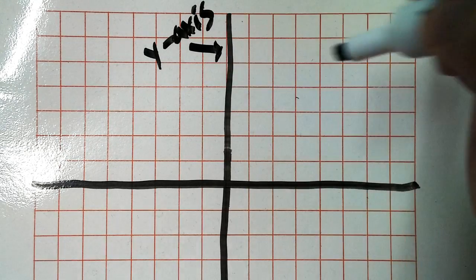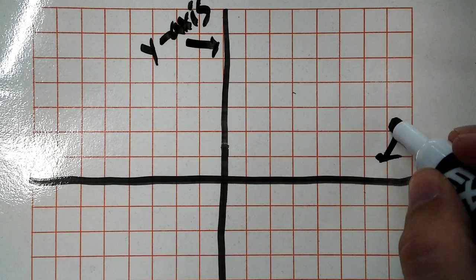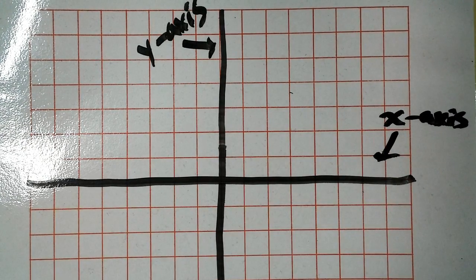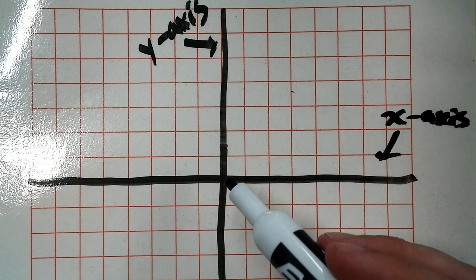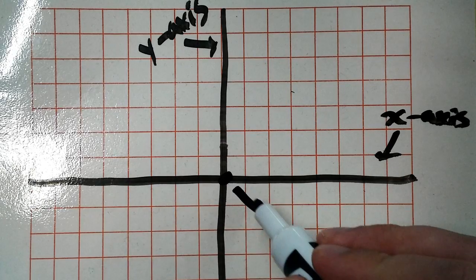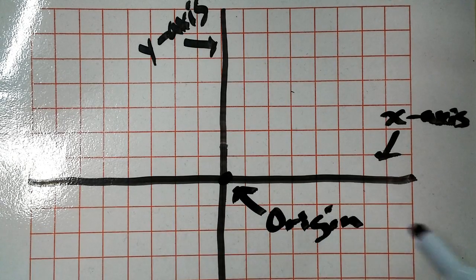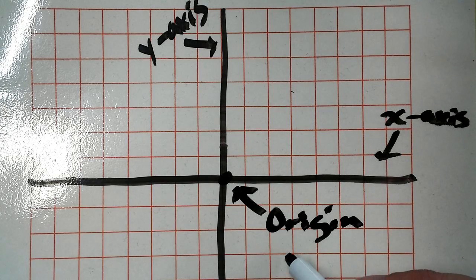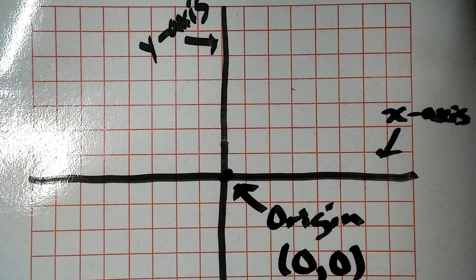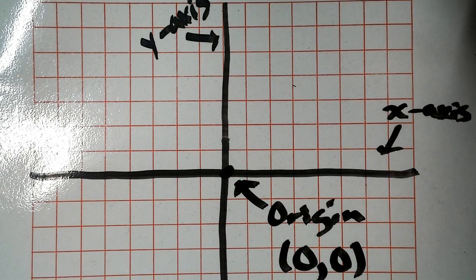That's this line right here. The line that goes left to right is my x-axis. And then wherever the x-axis and the y-axis meet, that's a special point. This is called the origin. The origin is always going to be the point 0, 0. So if it says something starts at the origin, it's at the point 0, 0.